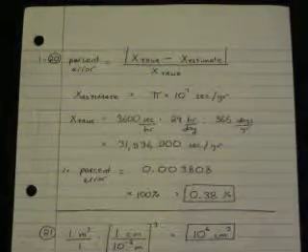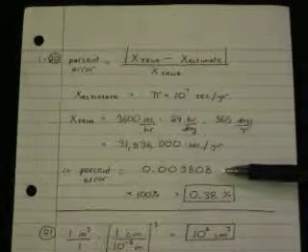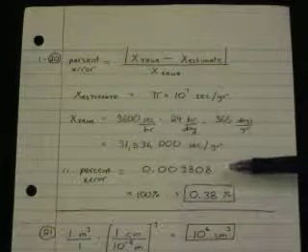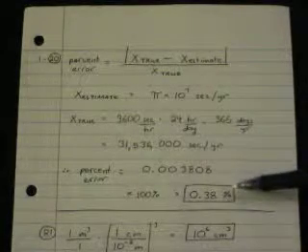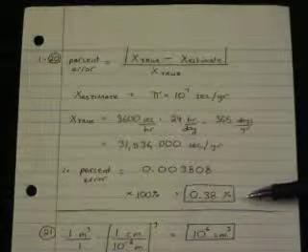You should get 0.003808. That's the percent error. That's actually in decimal form. If you want it as a percentage, you multiply by 100, so it comes out to be 0.38% error.